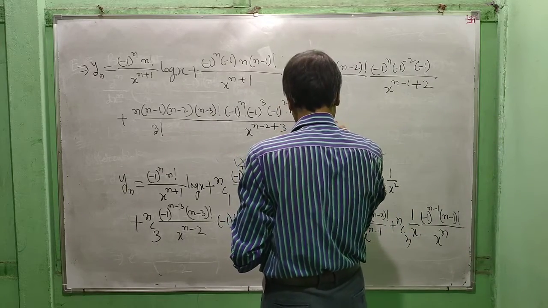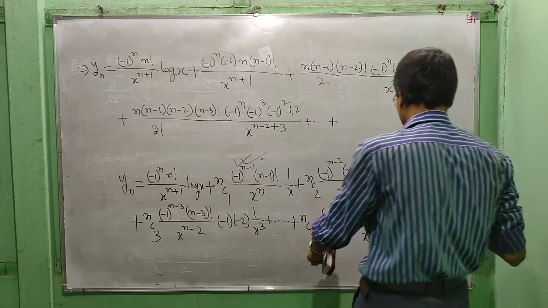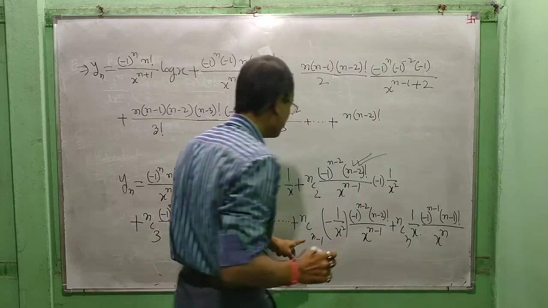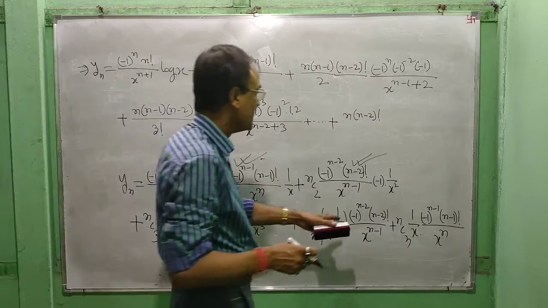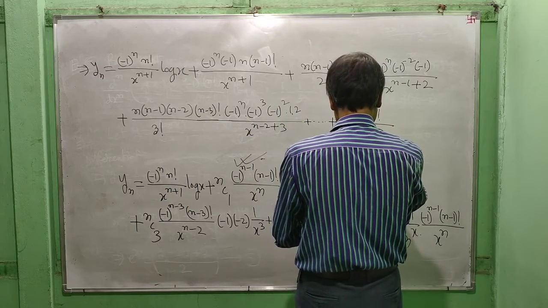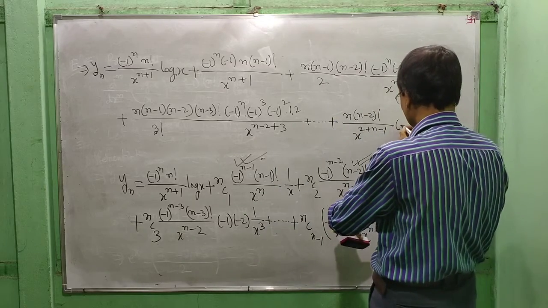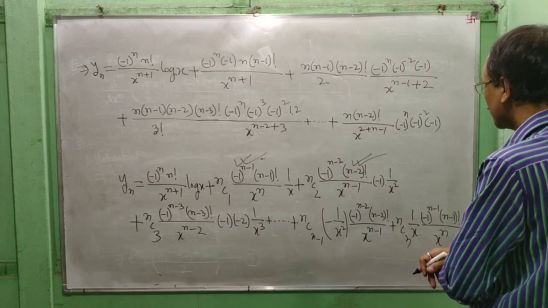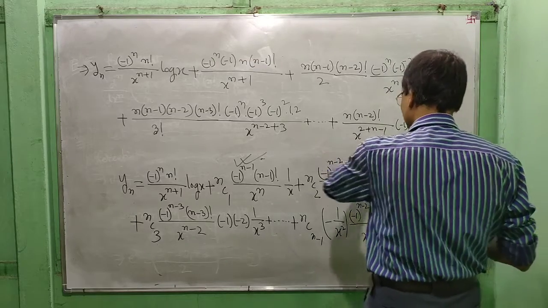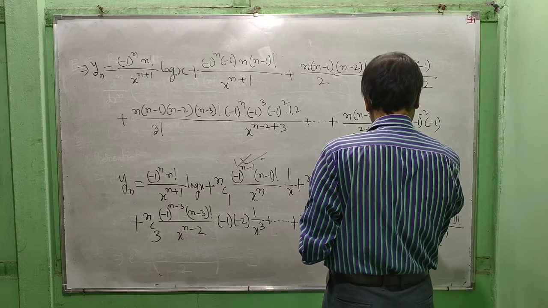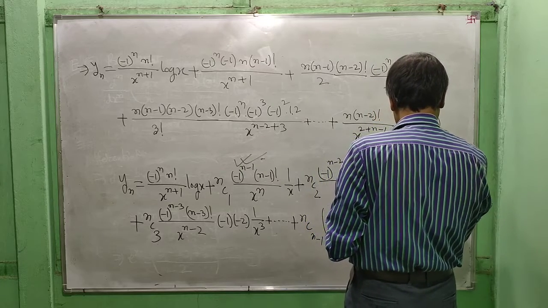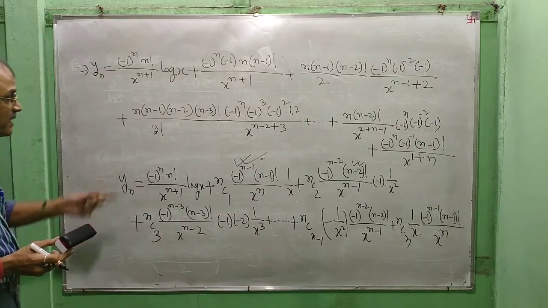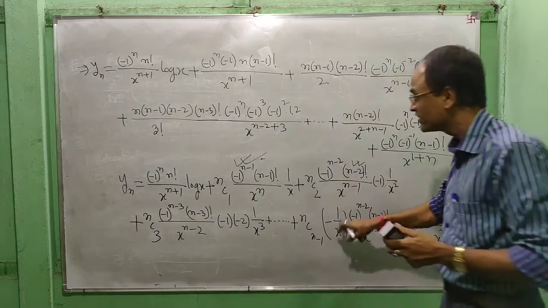And the last but one term, what is this? This is equal to n into factorial n minus 2. Here x to the power 2 plus n minus 1. It will be minus 1 whole to the power n, minus 1 whole to the power minus 2. Another minus 1 is there. Am I right? Plus, last term is minus 1 whole to the power n, minus 1 whole to the power minus 1, factorial n minus 1 divided by x to the power 1 plus n. All the terms have been written.